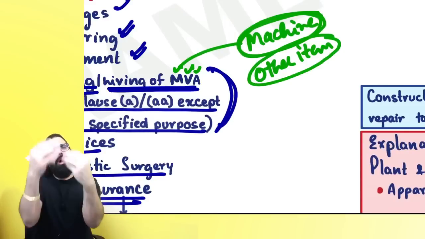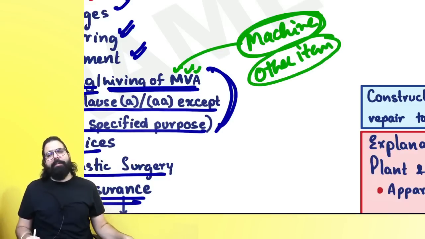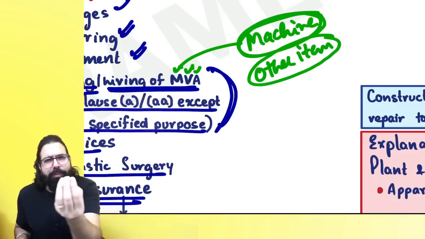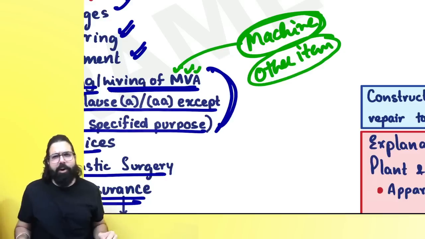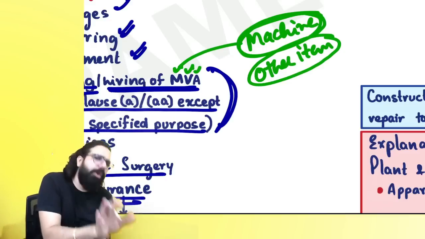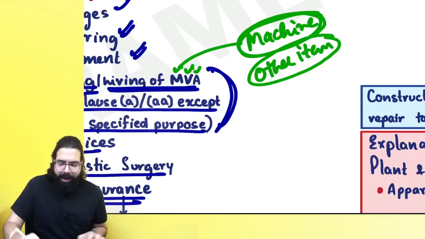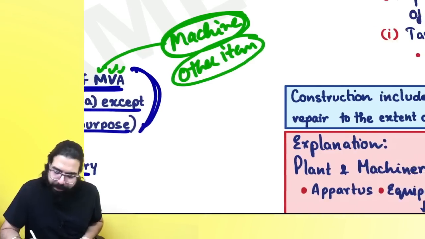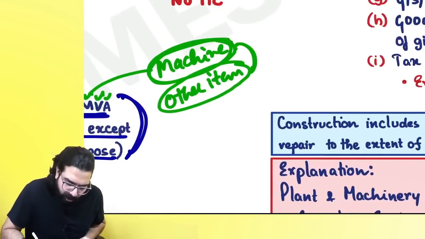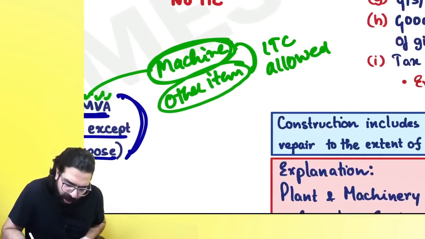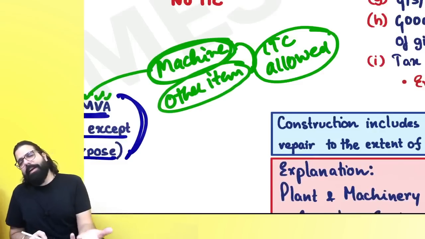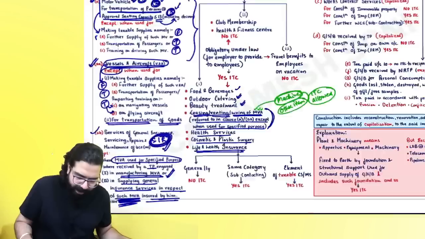Unless blocked, everything is allowed. So, clarification given by the government. This is a small circular clarification given by the government. Leasing, renting, hiring of motor vehicle, vessel or aircraft is blocked. For any other machine or any other item, the ITC is always allowed. It is not blocked. That clarification the government went ahead and gave. Okay sir, the government gave the clarification.